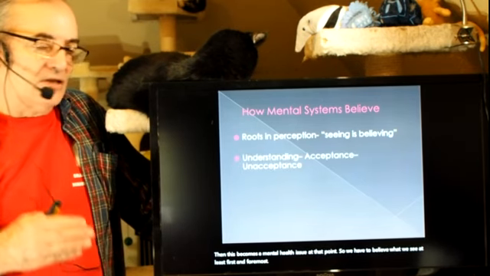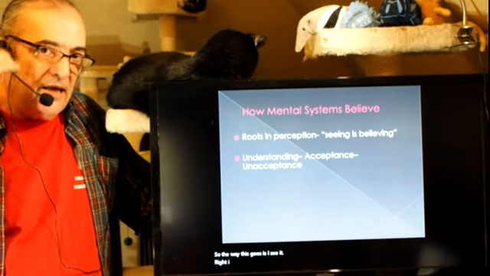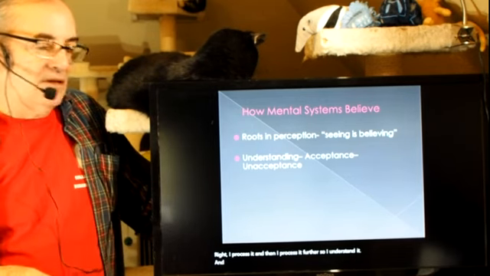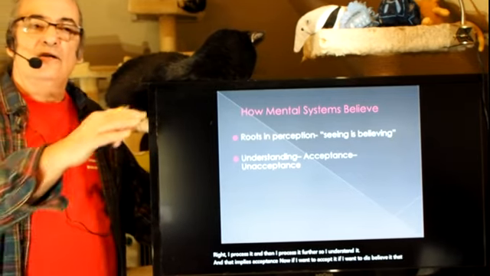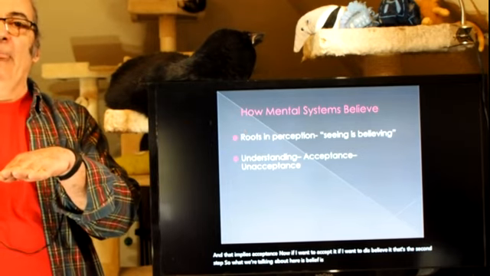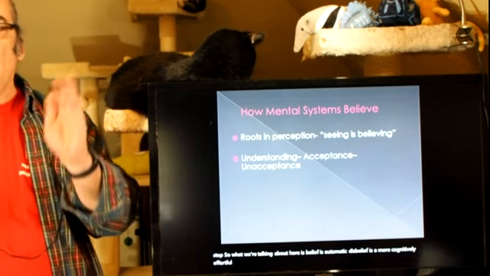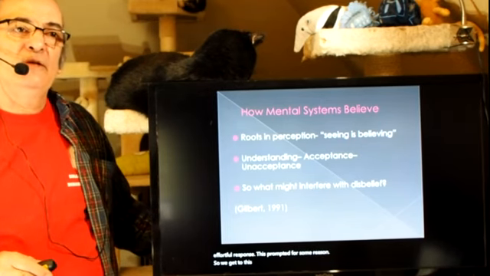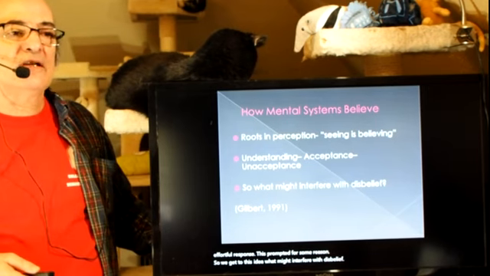So the way this goes is I see it, right? I process it, and then I process it further so I understand it. And that implies acceptance. Now, if I want to unaccept it, if I want to disbelieve it, that's a second step. So what we're talking about here is belief is automatic. Disbelief is a more cognitively effortful response that's prompted for some reason. So we get to this idea, what might interfere with disbelief? And this is something we can study in the laboratory.